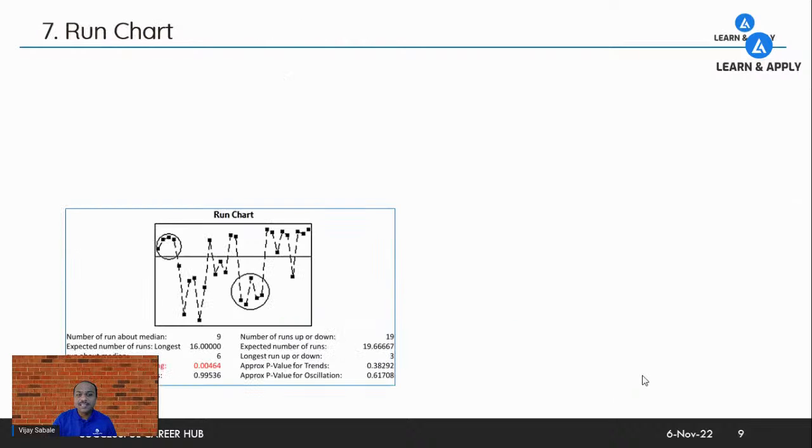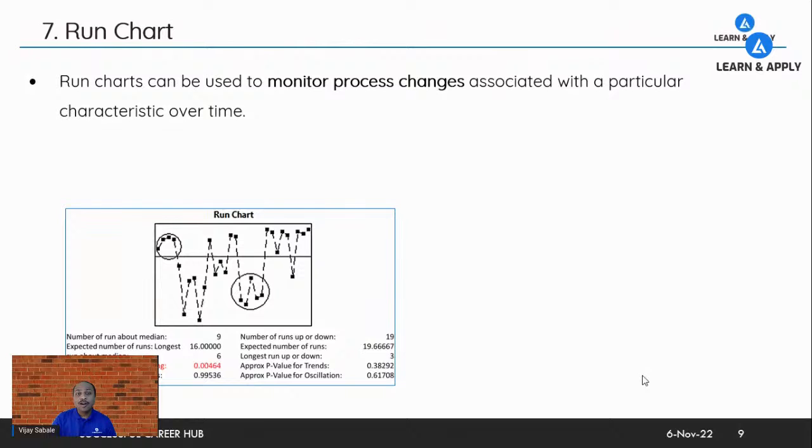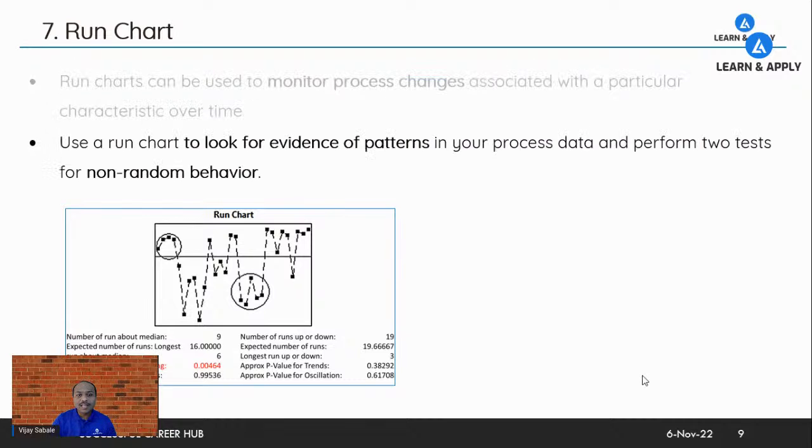The next tool is a run chart. This tool is again powerful to check non-random patterns in your data. Run charts can be used to monitor process changes associated with a particular characteristic over time. In other words, if you want to look for evidence of patterns, that means whether the points in our data are in a random pattern or not, whether they are following random behavior or there is some non-random or spatial behavior, if you want to detect that, we can use the run chart.